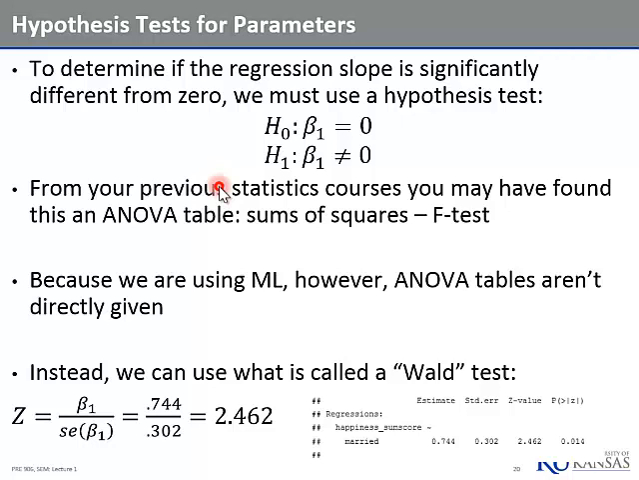You may have seen this in the estimates table in some regression analyses. But what ends up happening is here's your estimate. This is the slope for happiness. You can barely see it. It's 0.744. You have its standard error. And if you take the estimate divided by the standard error, you get a number, 2.462, that is actually what we call a Wald test, which uses a z, or normal distribution.